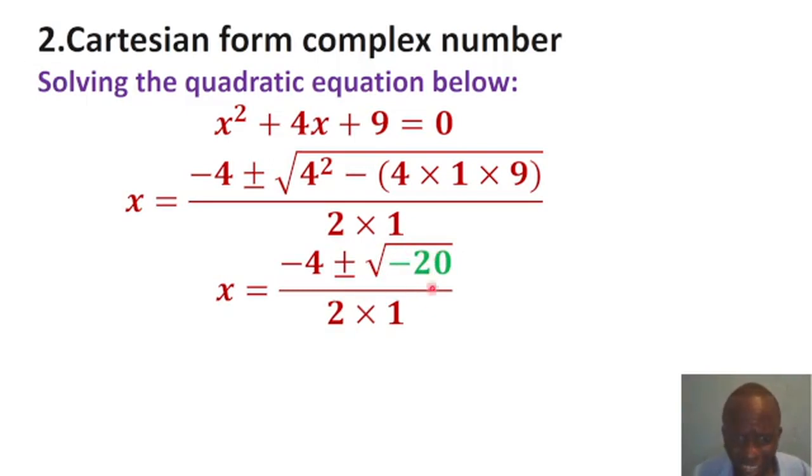Now, whatever is inside this square root sign is known as a discriminant. And for the solution to be real, the discriminant must be greater than 0. If the discriminant is less than 0, in this case, the discriminant is negative 20, whatever is just inside the square root is the one we are referring to as discriminant. Then, if it is less than 0, then the solutions to that quadratic equation are not real.